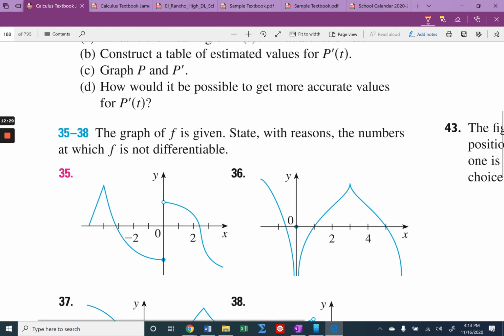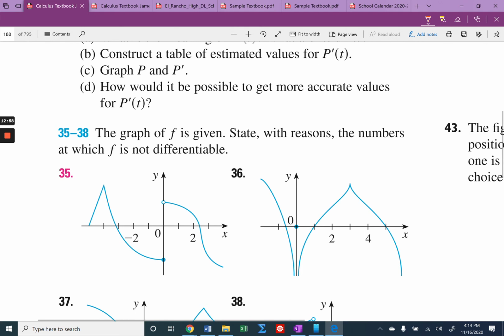We gave 3 reasons or 3 ways a function can fail to be differentiable. One was if the function was not continuous at a point, then it's not differentiable. 2, if the function was continuous, but there was a sharp turn, then the function is not differentiable at that point. And 3, if the function was continuous, but there was a vertical tangent line to the graph at that point, then the function was not differentiable. So that's what we're looking for here.